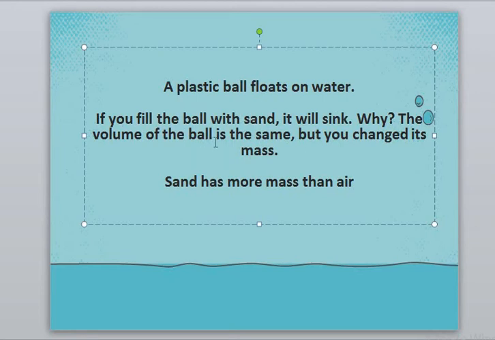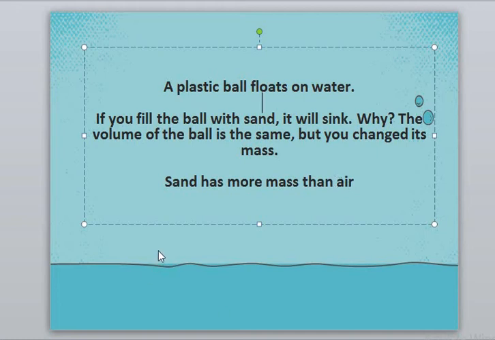The volume of the bowl is the same, but we change the mass. When it's empty, like the plastic in the first example, it will float. In the second, it is filled with sand, so the sand has more mass than the air.